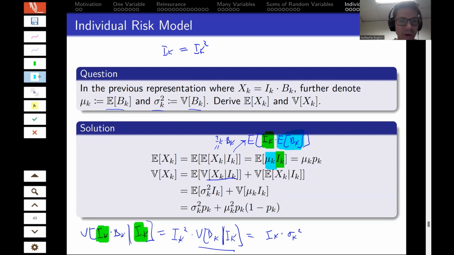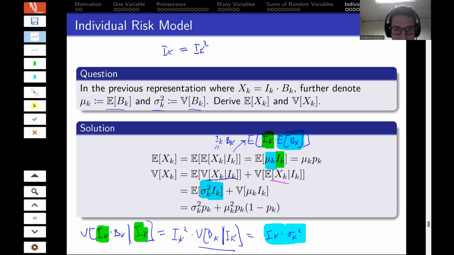Okay, and now we fall back to this thing here. Technically, you could have a square here, you could have a square here, but it doesn't change anything because, of course, as I said, IK equals IK squared, because the only possible values for IK are 0 and 1. Okay, on the other side is the same thing here. We already established that expectation of XK given IK is going to be mu k times IK, and then we're pretty much done.